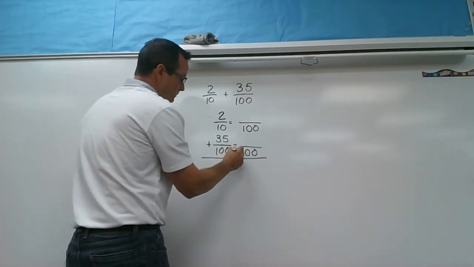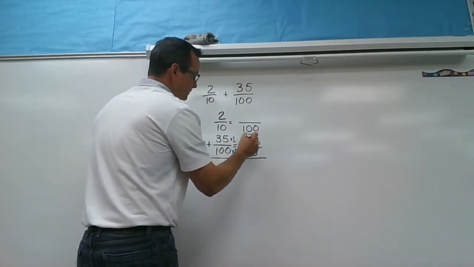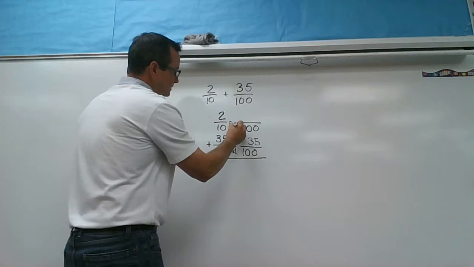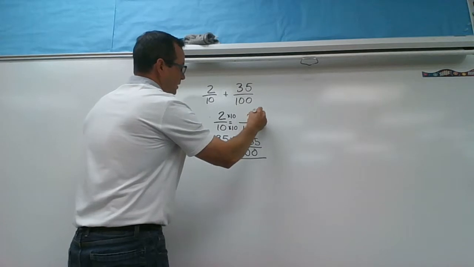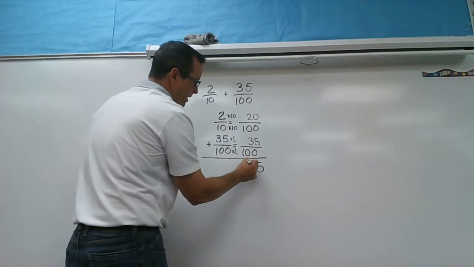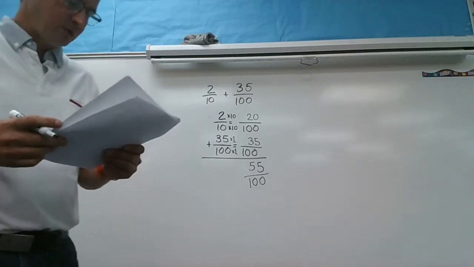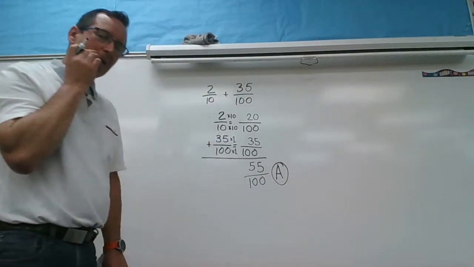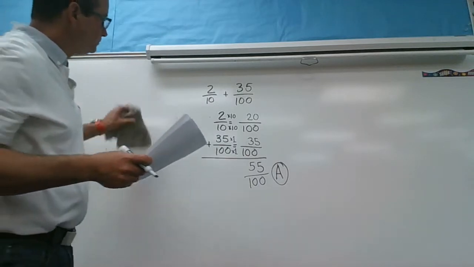100 times 1 is 100. 35 times 1 is 35. How many times is 10 going into 100? That is 10 times. 10 times 10 is 100. And 2 times 10 is 20. When I add these two numbers together, 0 plus 5 is 5. 2 and 3 will be 5 over 100. So my final answer is 55/100, which is answer A. Okay? That is my final answer for question number 7.